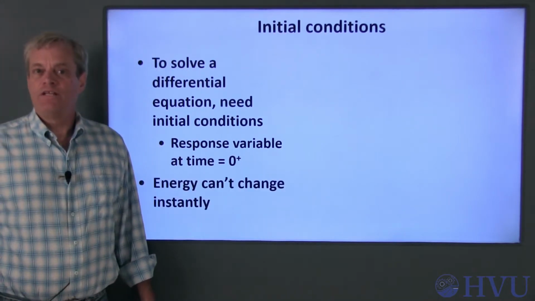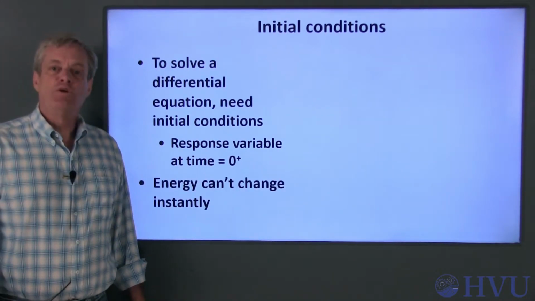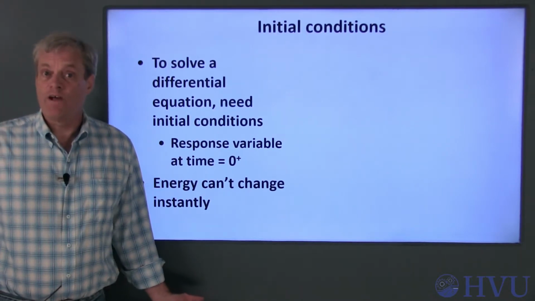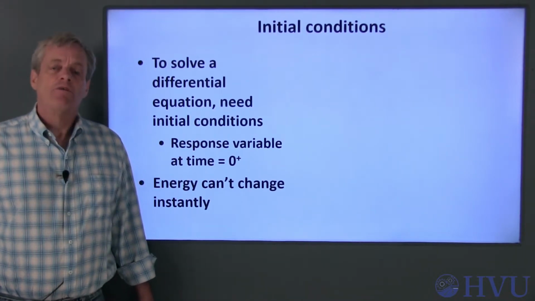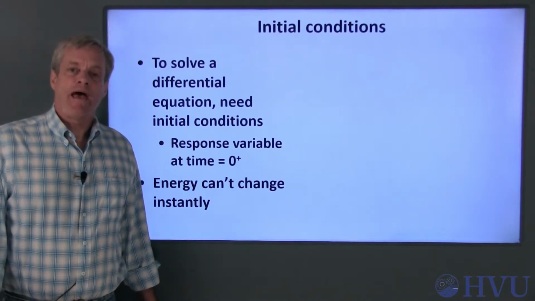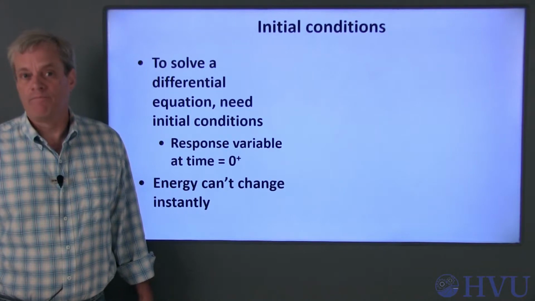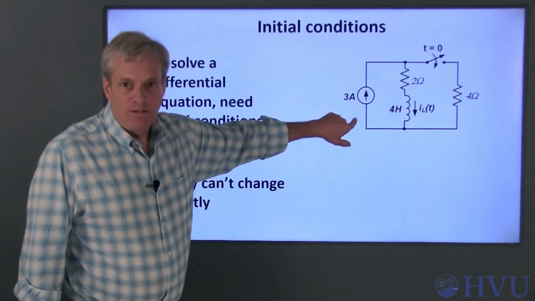In order to determine the initial condition, we'll use the property from Unit 7 that energy can't change instantly as long as finite power is applied to the system. For electrical circuits, this means that capacitor voltages and inductor currents can't change instantly. As an example, let's take a look at this circuit.